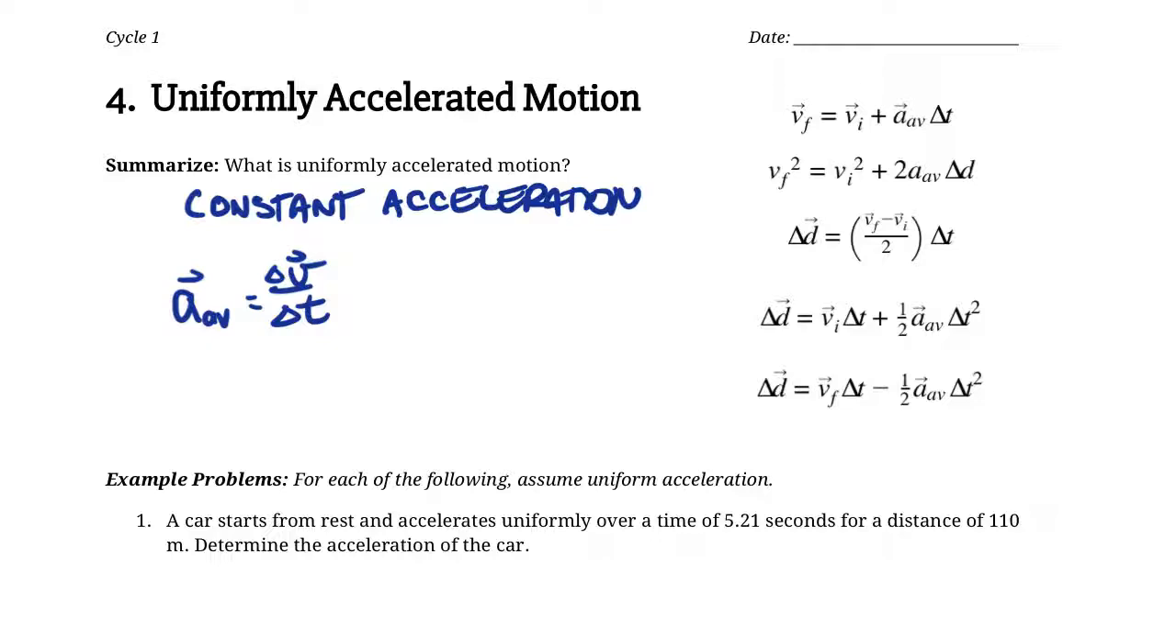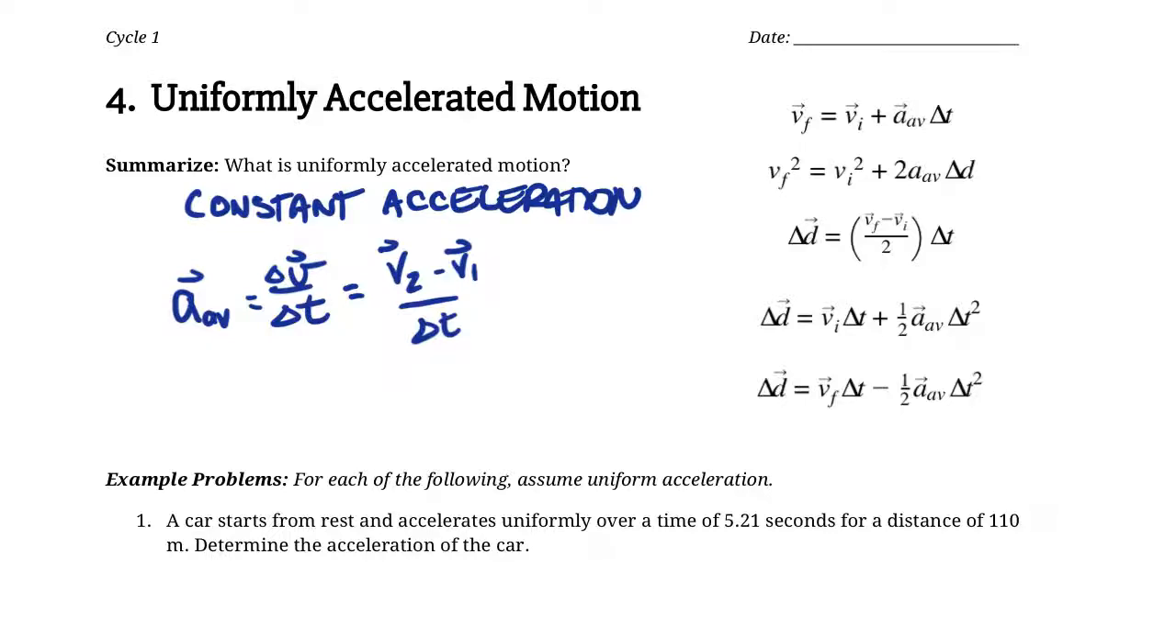Or sometimes we write it as v2 minus v1 over delta t. The final velocity minus the initial velocity over time. This is a useful equation for calculating when we have constant accelerations, right? Like a car is accelerating. We know the initial velocity, we know the final velocity, we know the time.